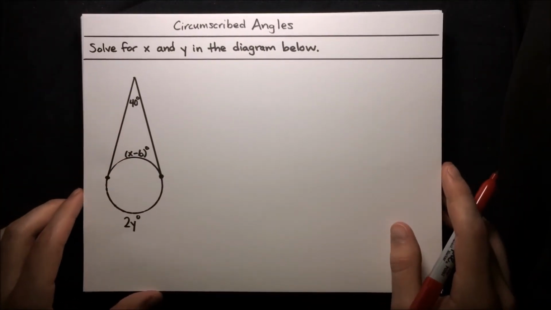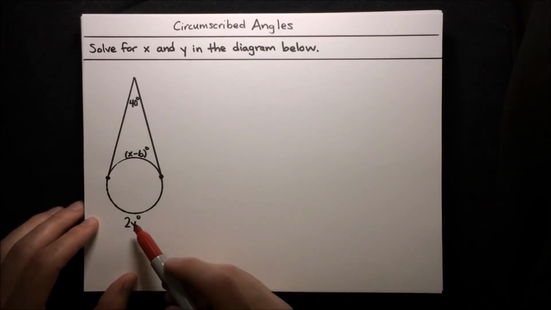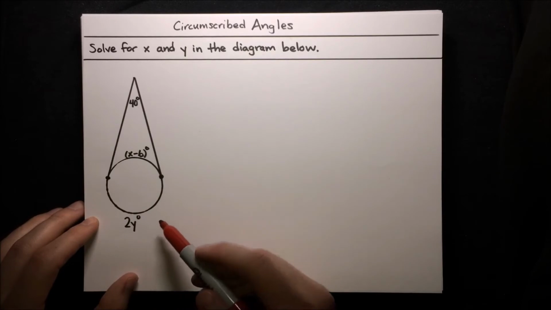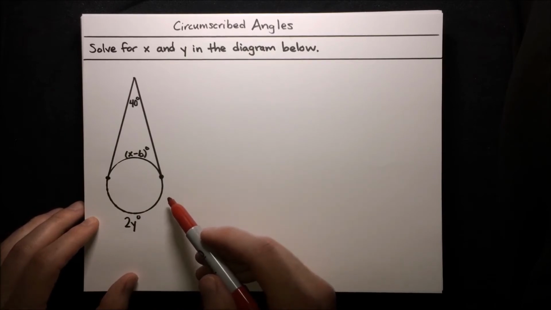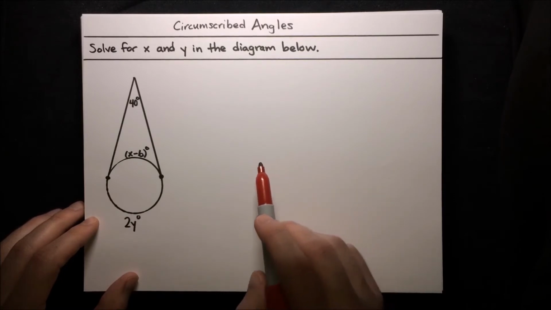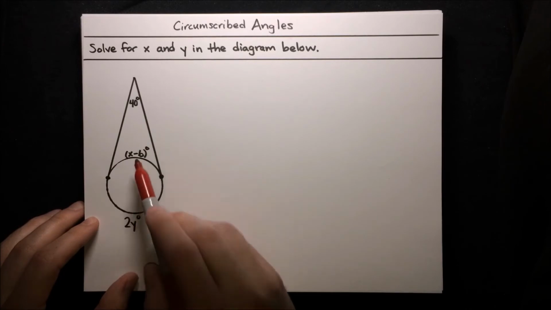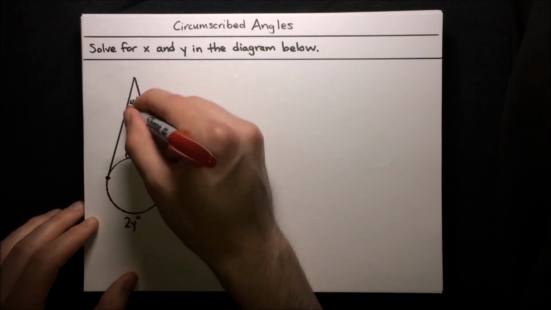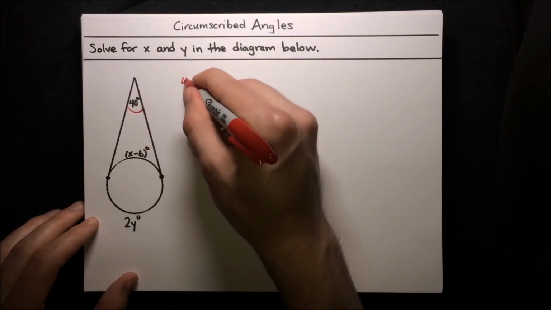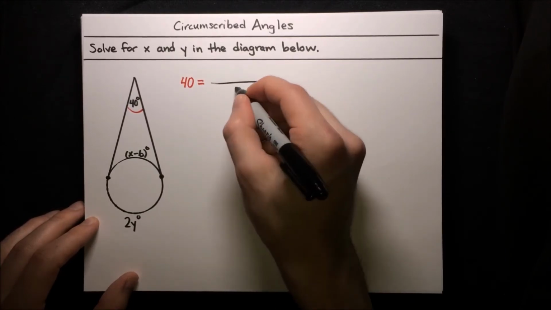Next up, let's solve for x and y in the diagram below. Alright, so how do we solve for x and y here? Why don't we start by just trying to create some equations that involve x and y. First of all, there's the formula that is the entire focus of this lesson. The measure of the circumscribed angle is equal to half the difference of the arcs. Our circumscribed angle is 40, so let's write that down. 40 is equal to half the difference of the arcs.